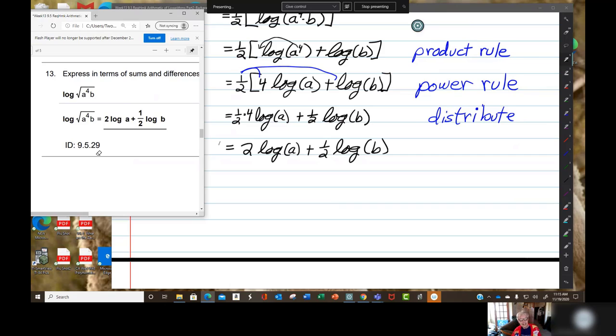So we distributed, and then I don't know, should I call that something? I don't think so. 1/2 times 4, you would have to multiply those.